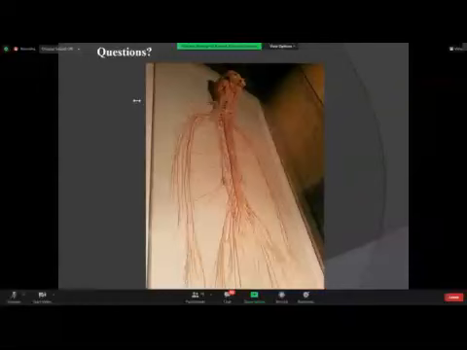Okay, both of them play a role. Okay, cerebellum tells you where your body is.